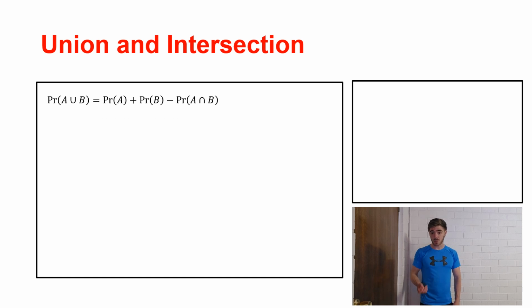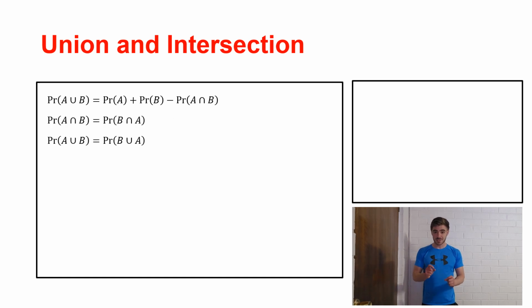And finally, we'll cap this one off with a quick note on notation. The order that you write the events in for intersection and union doesn't matter. You can say A first and then B, or you can say B first and then A. These two statements are equivalent. This bit actually becomes more important later on when you start looking at conditional probabilities.